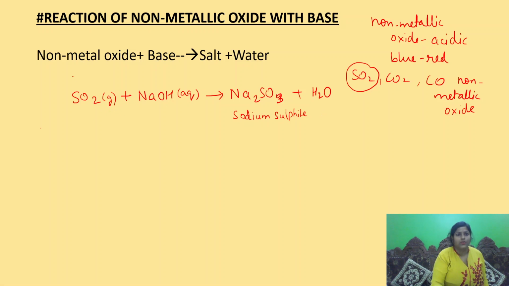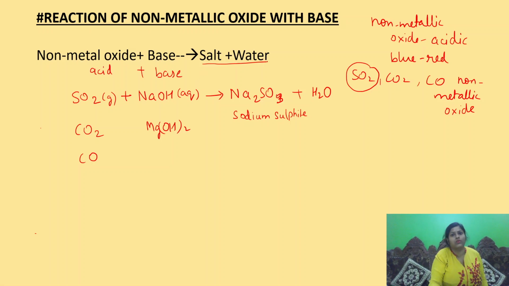Now this is a reaction for base with non-metallic oxide. You can take here, in place of sulfur dioxide, carbon dioxide, or carbon monoxide. Here you can take magnesium oxide. So any of these you can take and write down the reaction. So this was again an acid reacting with base. This is again a neutralization reaction. So salt and water is formed. So you have to focus on how to write the formula of salt, and rest things are common to all.